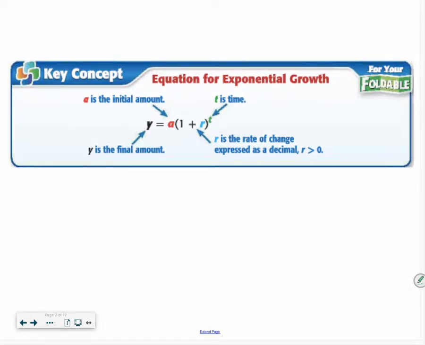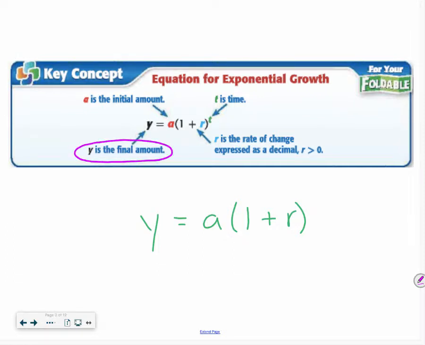Our equation, just because there's a lot of writing in the box, is y equals a times the quantity of 1 plus r to the t power. Okay? You want to make sure that you have this equation written down somewhere that you can easily reference because you're going to be using it a lot. Now let's talk about what each variable means.